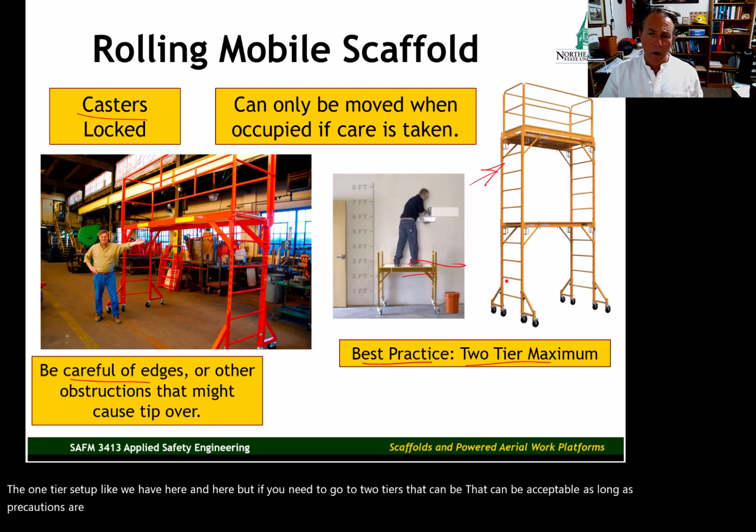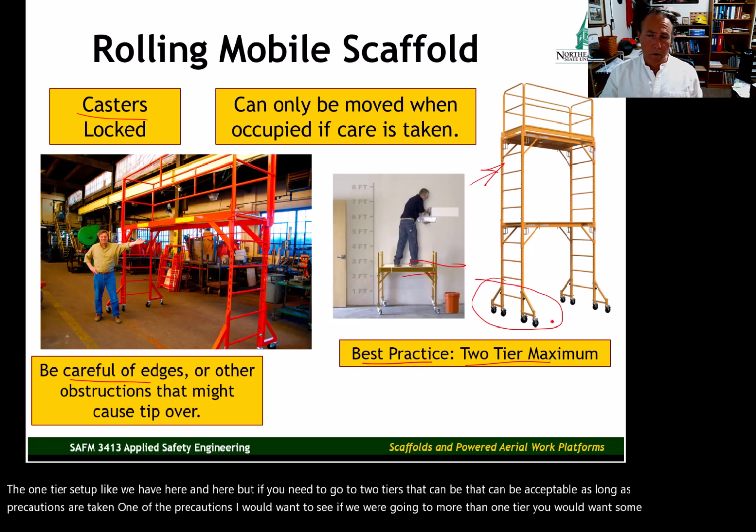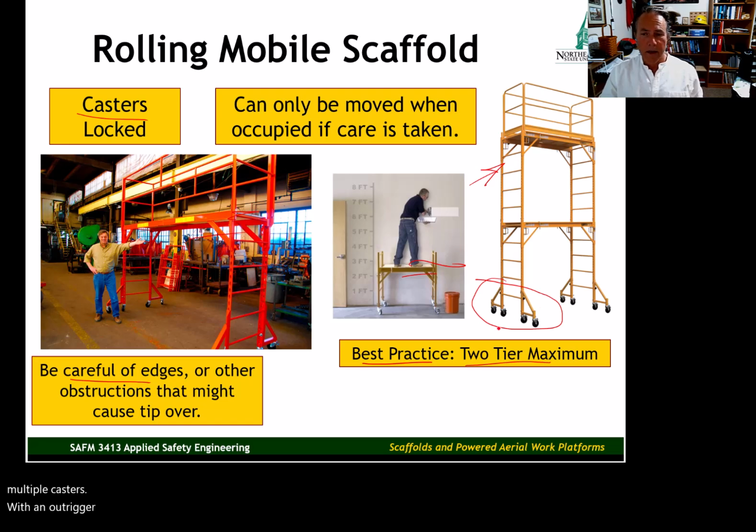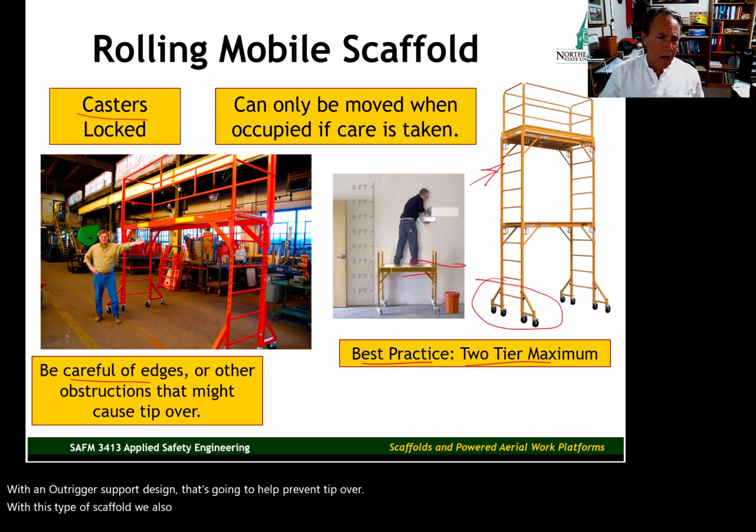One of the precautions I would want to see if we were going to more than 1 tier, you would want some outrigger stabilizer type supports like we have here. These aren't sitting on single casters. These are sitting on multiple casters with an outrigger support design. That's going to help prevent tip over with this type of scaffold. We also see the same type of caster design or support design over here in this scaffold.